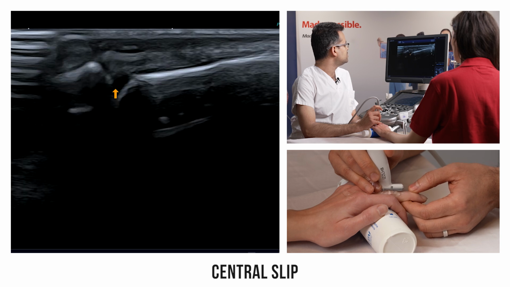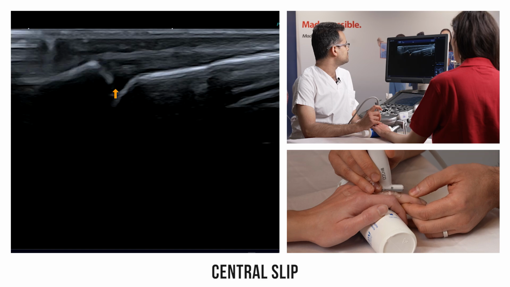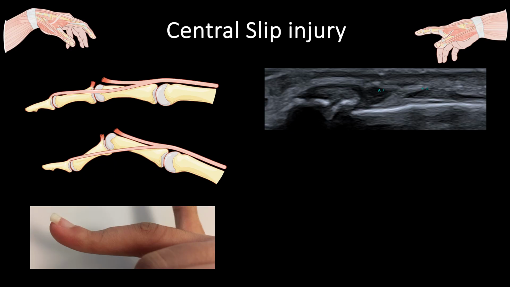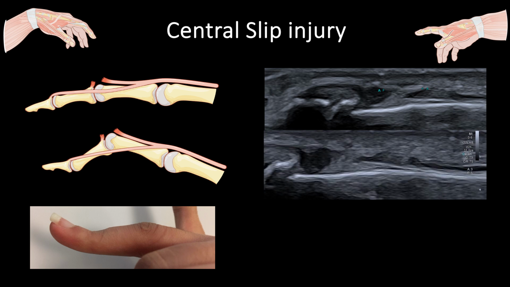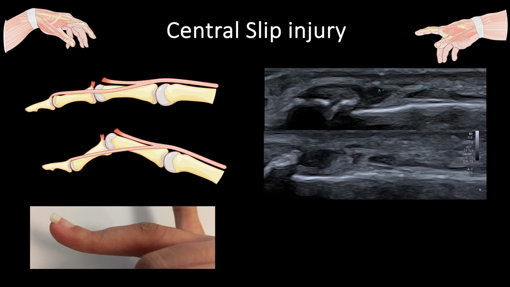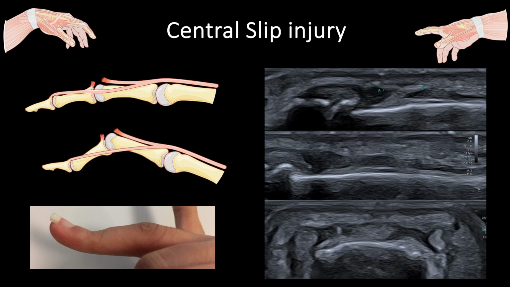Dynamic maneuvers allow for the identification of movement in the central slip. Here is an example of a central slip rupture, slightly proximal to the distal insertion. Dynamic maneuvers aid in diagnosis by revealing a lack of tendon mobility. We can also observe the initial dislocation of the lateral slips, which, if left untreated, could lead to a boutonniere deformity.